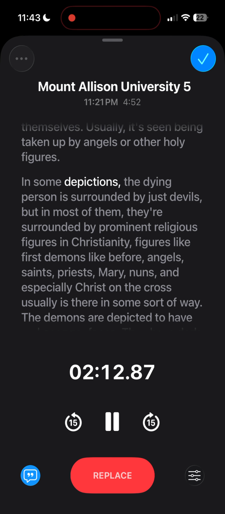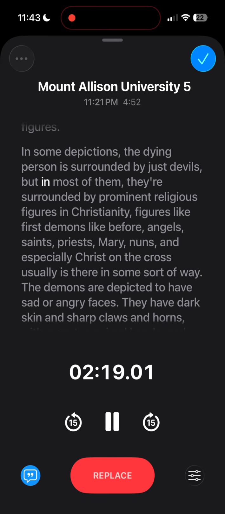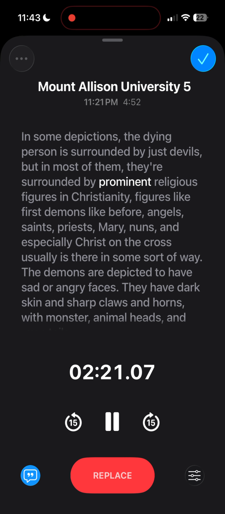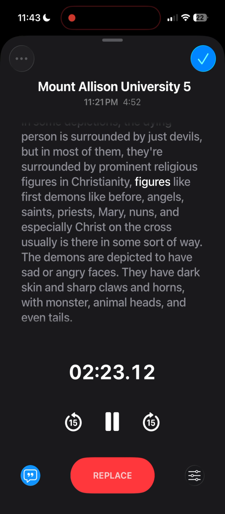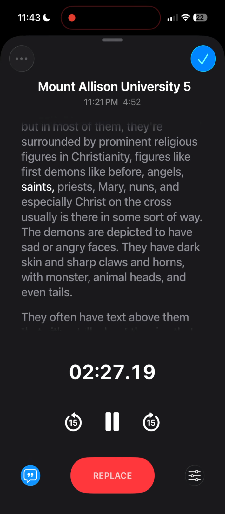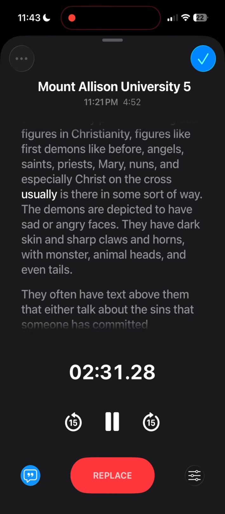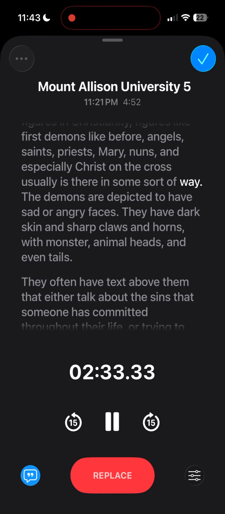Usually, it's seen being taken up by angels or other holy figures. In some depictions, the dying person is surrounded by just devils, but in most of them, they're surrounded by prominent religious figures in Christianity. Figures like, of course, demons, like before, angels, saints, priests, Mary, nuns, and especially Christ on the cross usually is there in some sort of way.